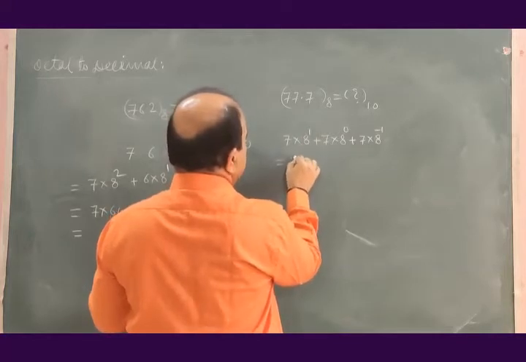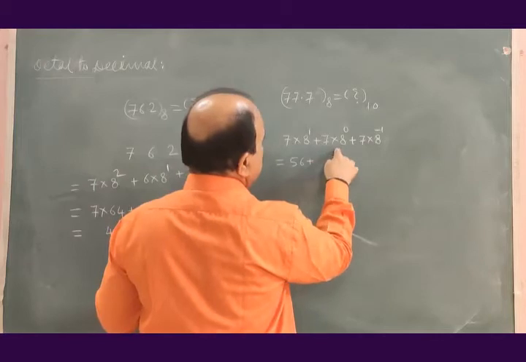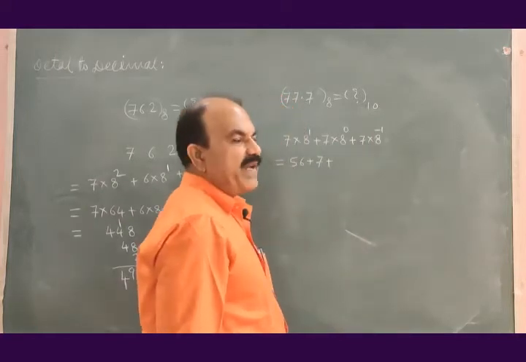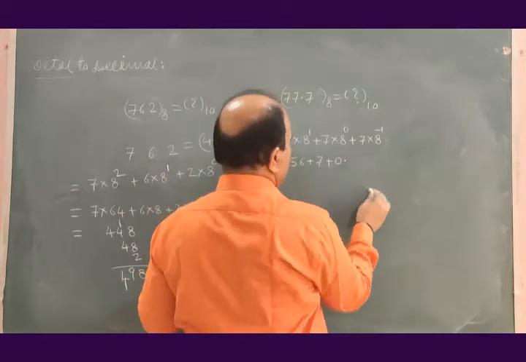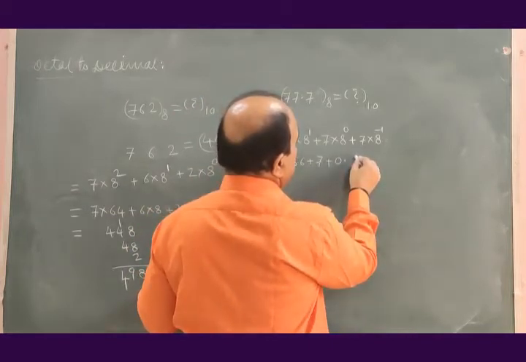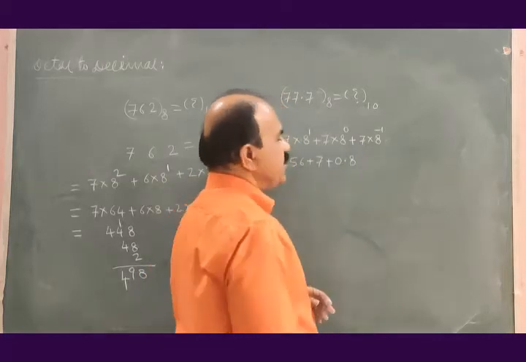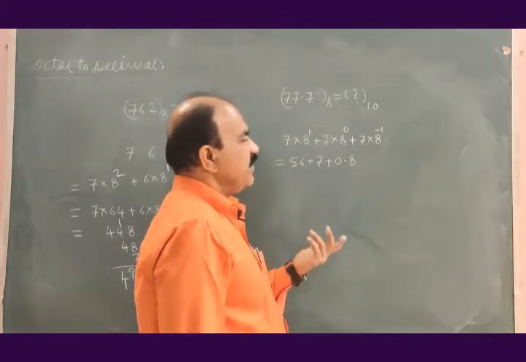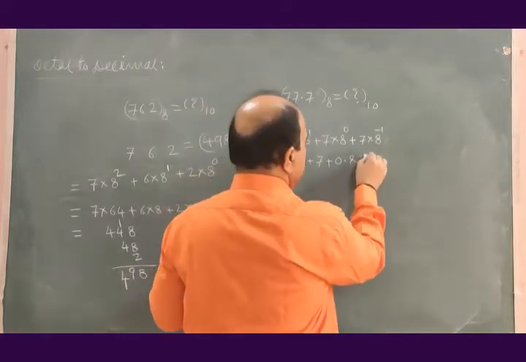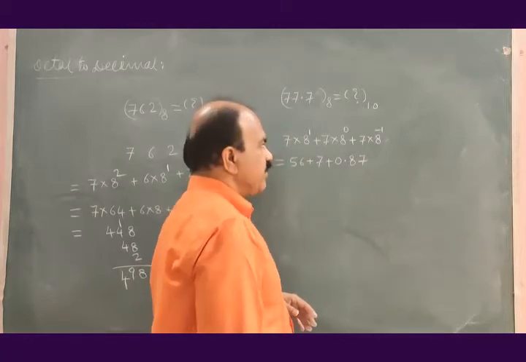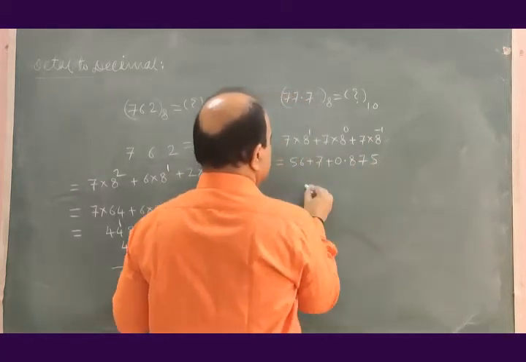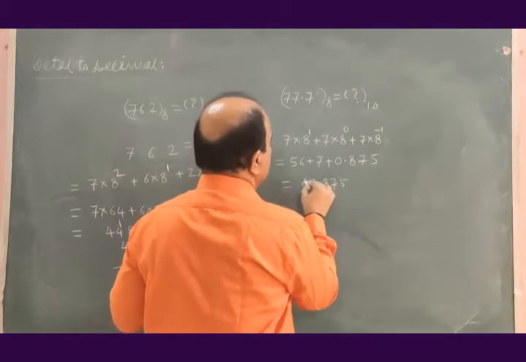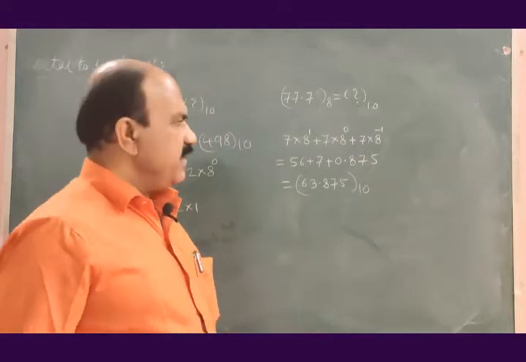7 eights are 56, 8 to the power 0 is 1, 7 ones are 7, plus 7 into 10 to the power minus 1, 7 by 8. 8 eights are 64, 6 left, it will become 60, 8 sevens are 56, 4 left, 40, 8 fives are 40. So this is 63.875 in decimal.